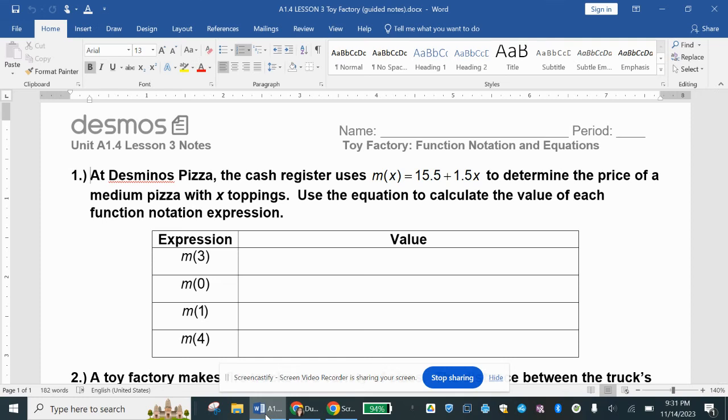It's from Unit A1.4, Lesson 3. So the title in Desmos is called Toy Factory. The main topic, though, is function notation and equations.